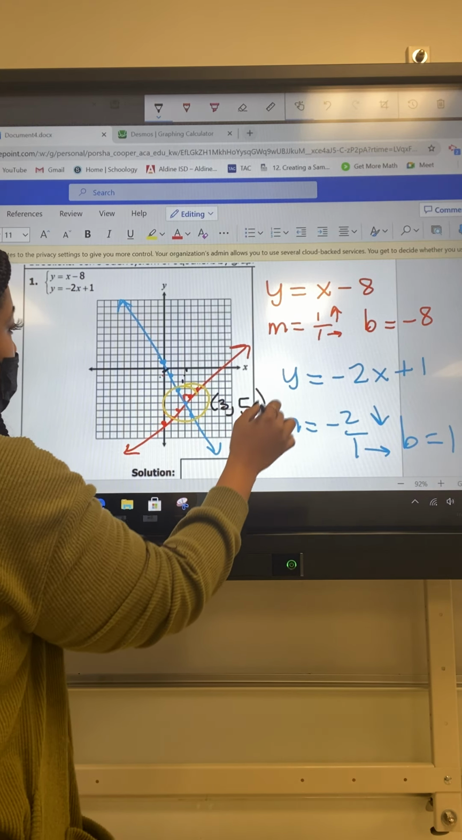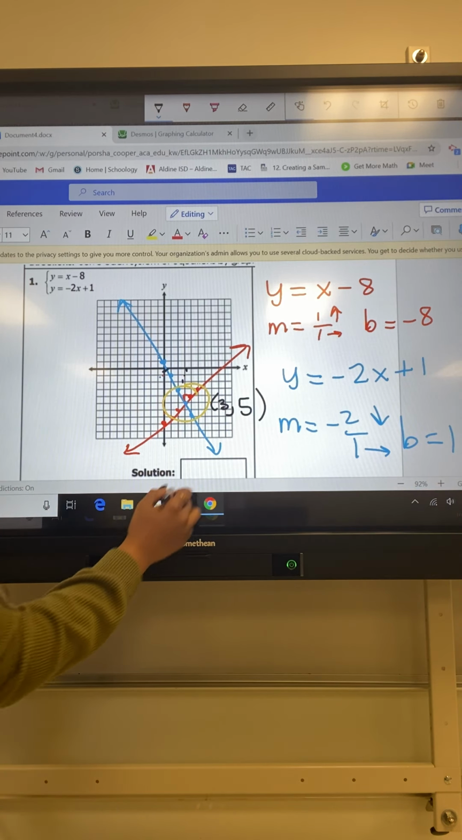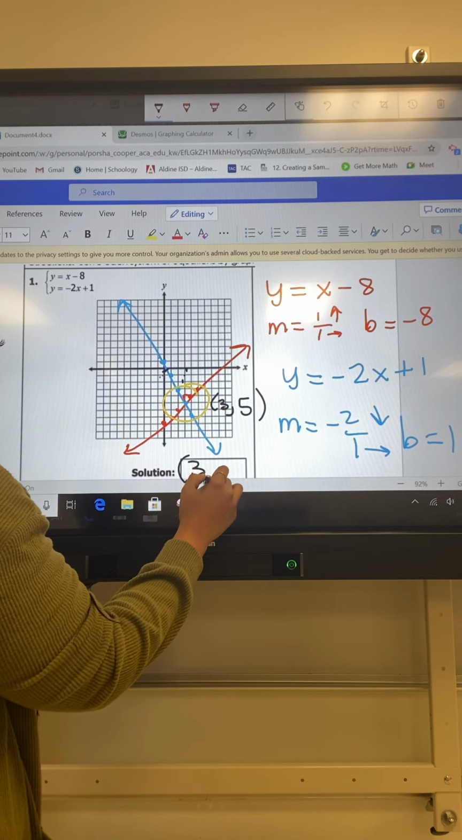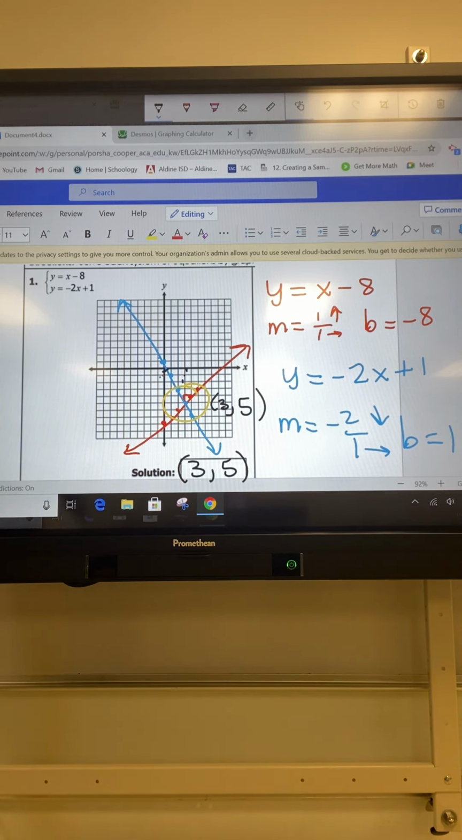Positive 3, 5. And so then that would be the solution. It means that these lines meet at the point 3, 5. All right? So that is how we would graph them by hand, which is what I want you to be able to do. We can also put these into Desmos and check to see if we get the same solution.